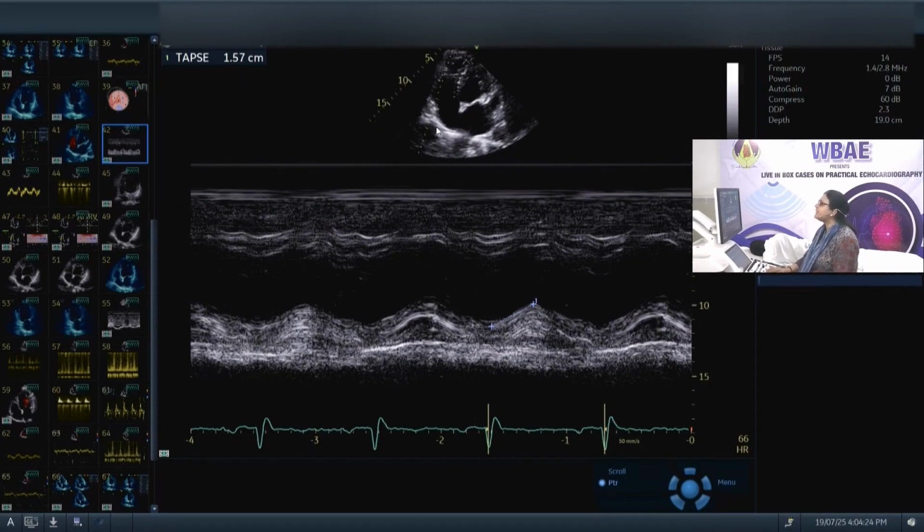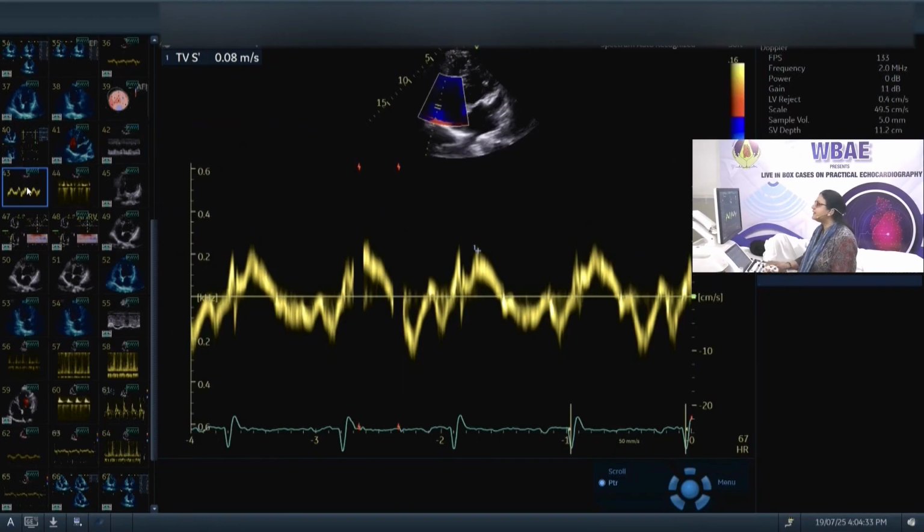And here we have also checked this TAPSE separately, and we can also demonstrate the TAPSE by putting the cursor on the tricuspid lateral annulus and then measuring the TAPSE. And here we have also done the RVS1, which has come to 0.08 meter per second, the normal value being more than 0.09 meter per second.